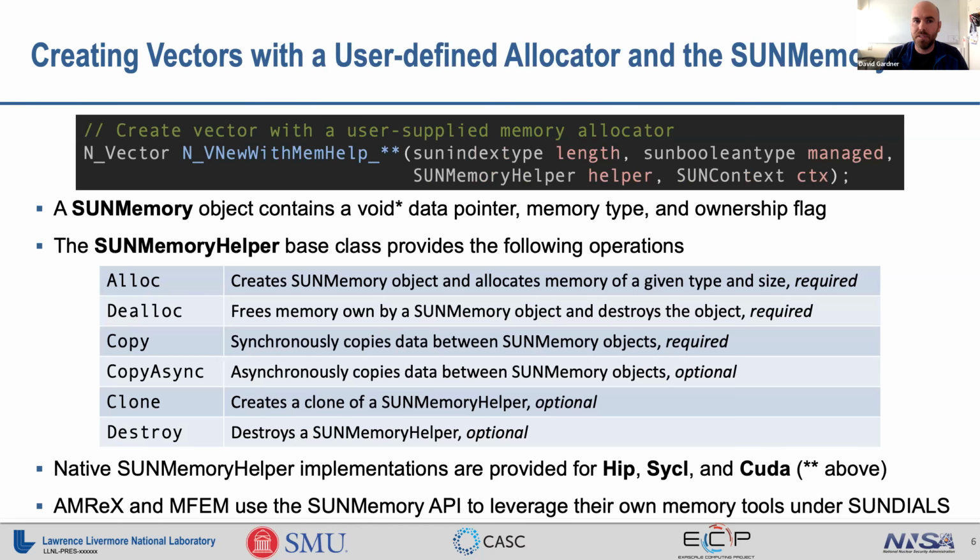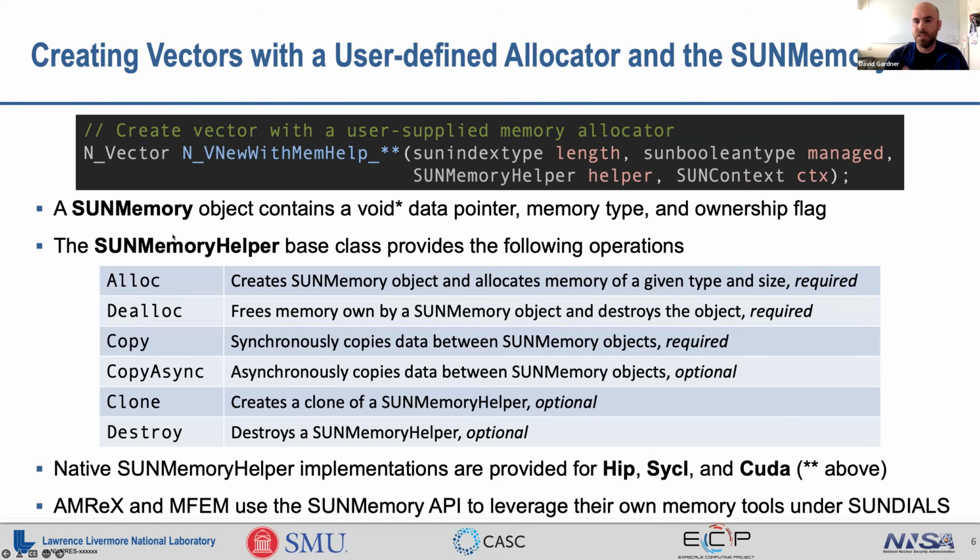And so I'd mentioned previously that there's also the option to supply your own allocator. There's a separate constructor for that, which uses this SUNMemory API. In this case, you create a new vector with a memory helper. Again, it takes a length. It takes whether you want it to be managed memory or separate host and device memory. And then a helper, which takes care of memory operations, and then a SUNDIALS context, which Cody will talk about a bit more later.